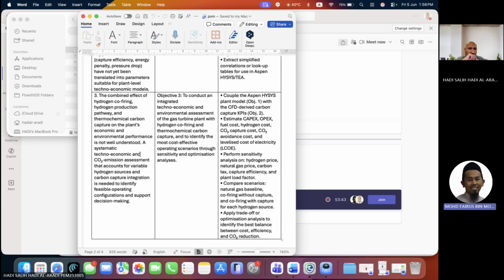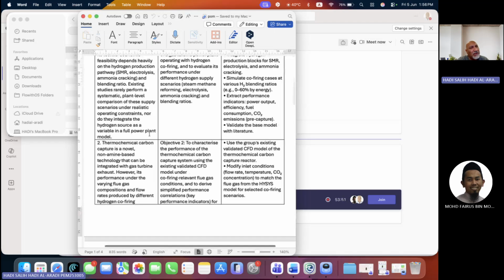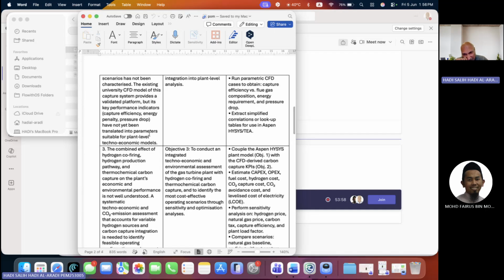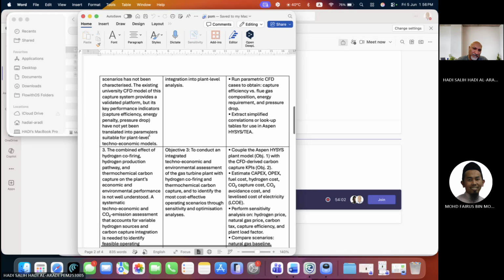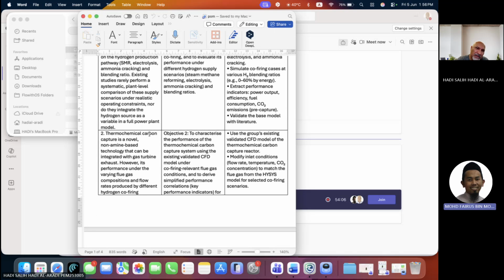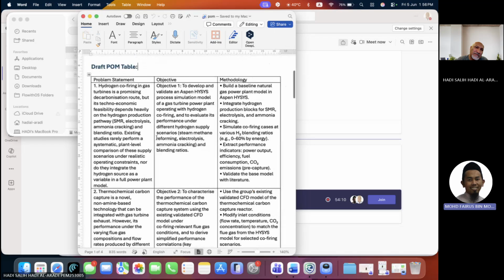Did you mention anything about optimization? Optimization was inside the work, because I tried to make them only three objectives, not like before, when it was four objectives. Okay, that's fine. I think right now you have your PM table quite clear.